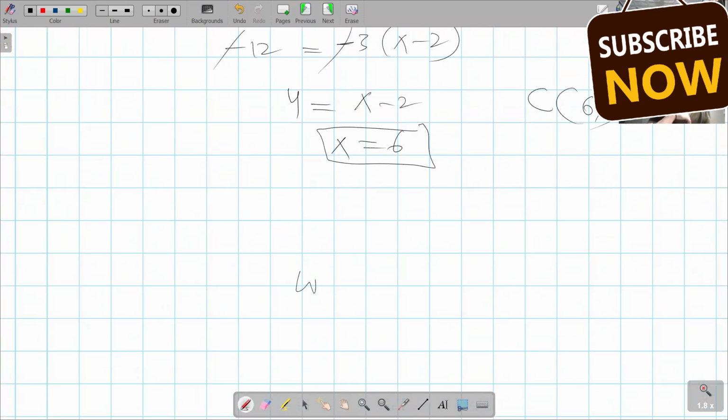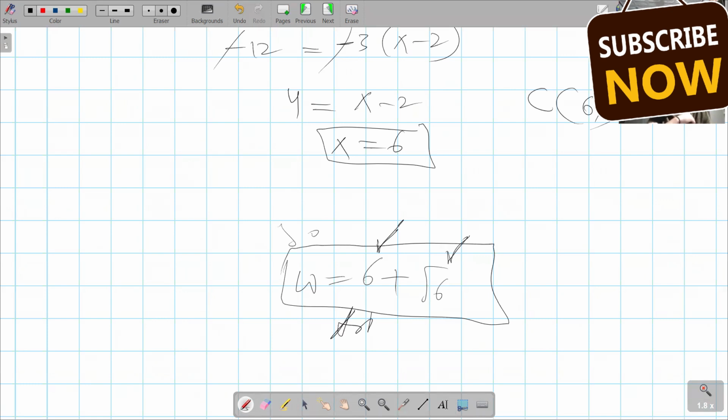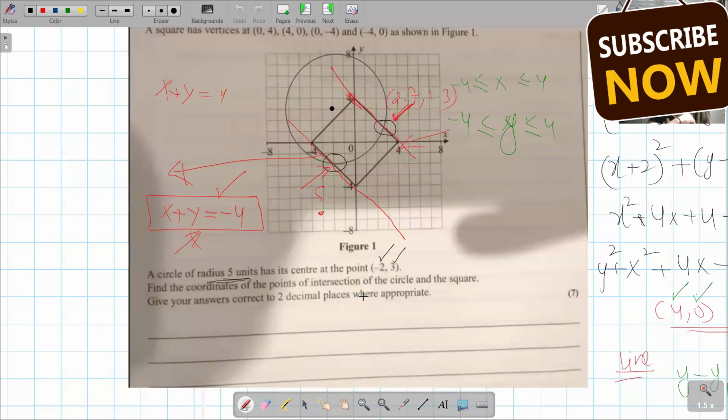So the width is 6 plus root 6. On the right hand side, 6 units, and root 6 units on the left side. Total 6 plus root 6. This is the solution. Clear?